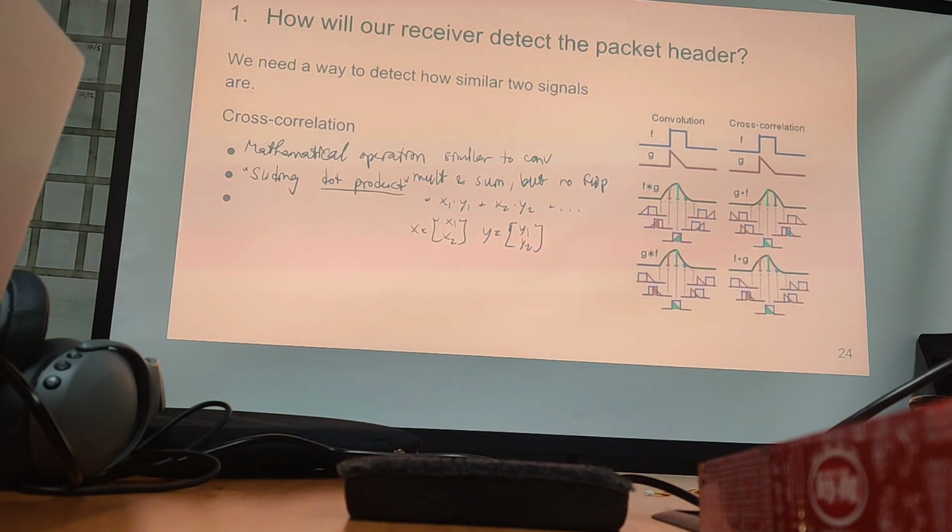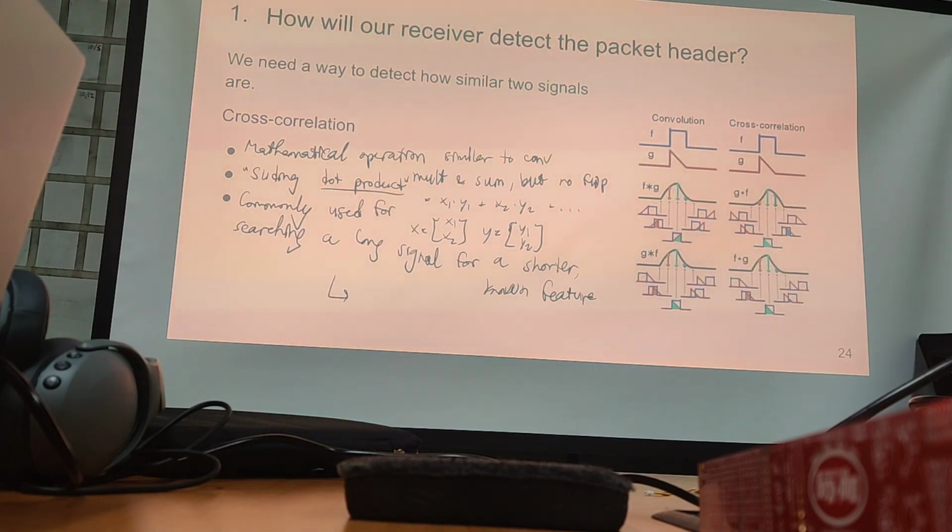And then the third thing that I want to mention about cross-correlation is that it's commonly used for searching a long signal for a shorter known feature, where a feature is basically just a shorter signal. And importantly, by cross-correlating with the correct sequence of bits, you can see where this shorter known feature lines up with or shows up in the longer signal.